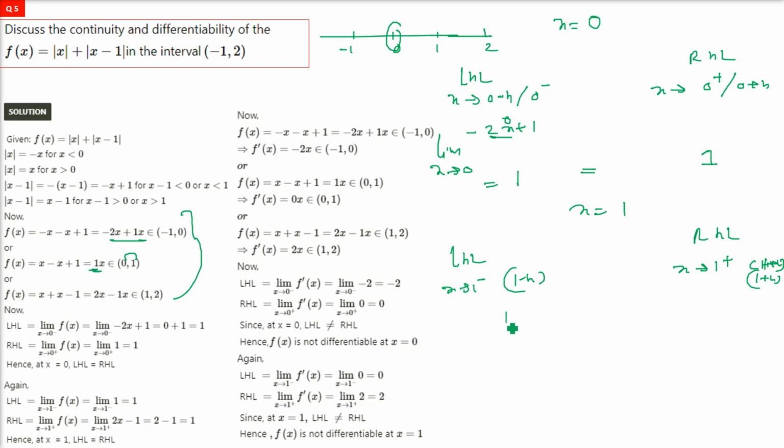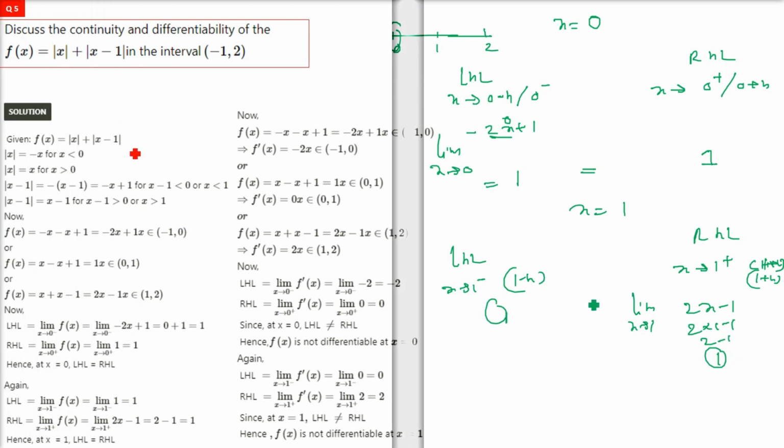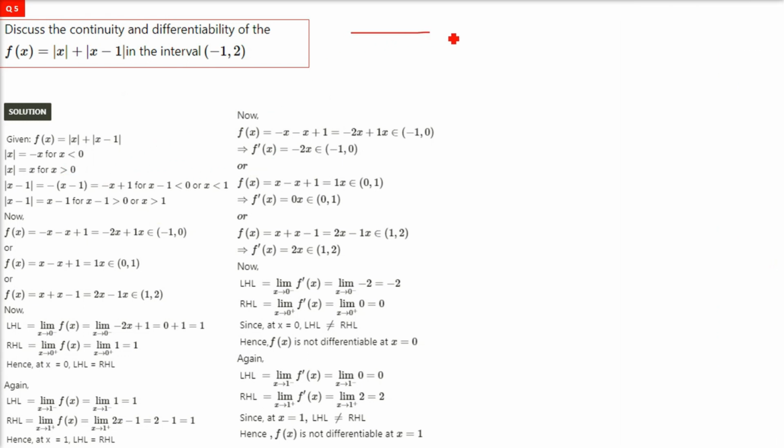When we go in the interval 0 to 1, we know it is 1. When we are above 1, that is 1 to 2, the expression is 2x minus 1. Apply the limit here, x tends to 1, because you have to check for x equals 1. So 2 into 1 minus 1 is going to be 1. You have 1 and 1 on the LHL and RHL for x equals to 1. So it is continuous. Continuity has been checked.